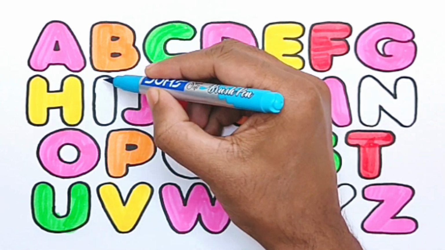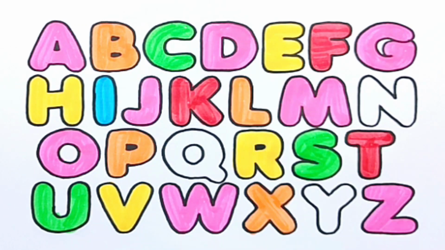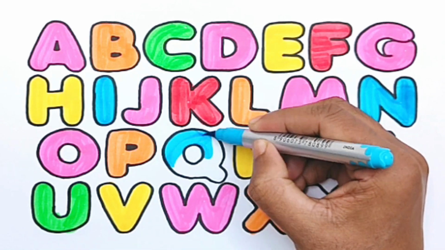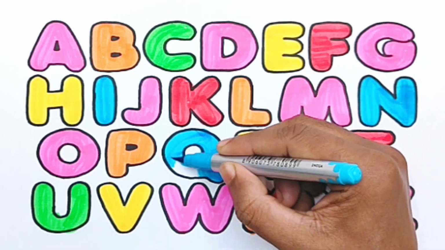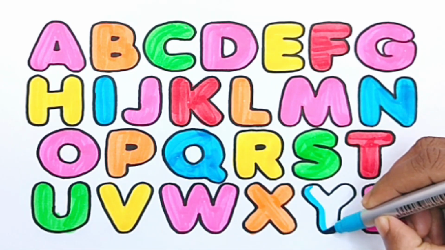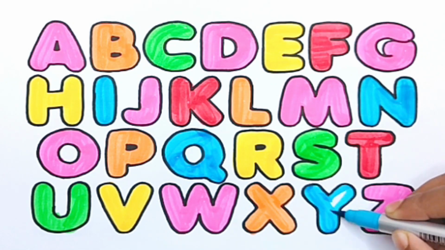Sky blue color. I. I for igloo. N. N for noodles. Q. Q for Quran. Y. Y for yo-yo.